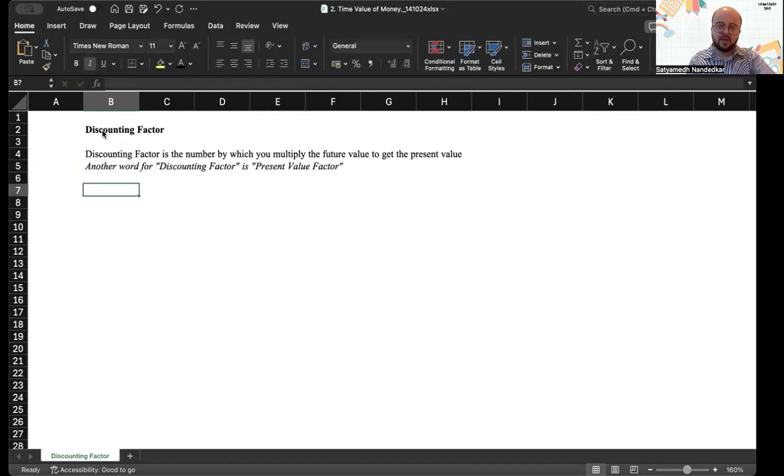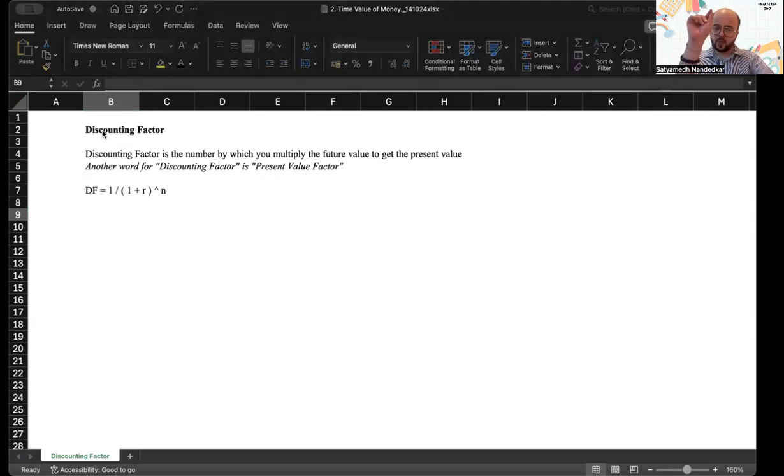And yesterday we understood how exactly is the discounting factor calculated. Discounting factor is 1 upon 1 plus r raised to n, where r is the annual rate of interest and n is the period in number of years. Right now we are only talking about annual calculations. Half yearly calculations, quarterly calculations, monthly calculations, we'll come to that in some time. Now, discounting factor is 1 upon 1 plus r raised to n.